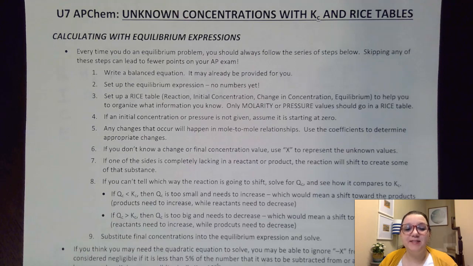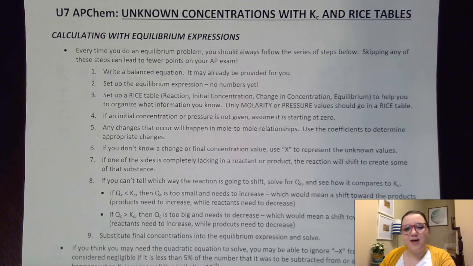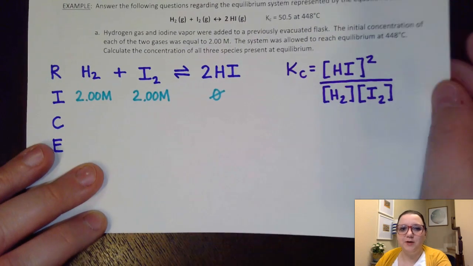Hey guys, Miss Marusik here, and in this video we're going to talk about solving unknown concentrations of substances at equilibrium. And to do so, we're going to be utilizing Kc values and RICE tables in order to organize our information. Now they give us on here a series of steps that we can use to solve these problems. We're going to talk about these steps in the context of some examples.